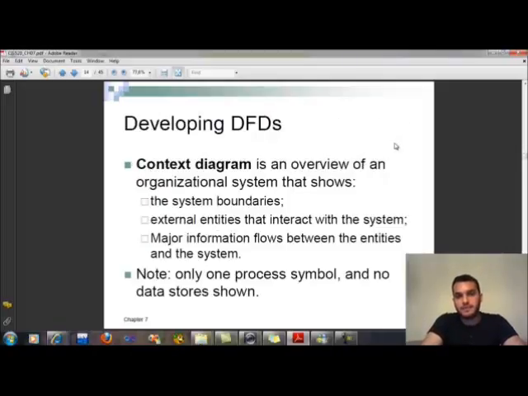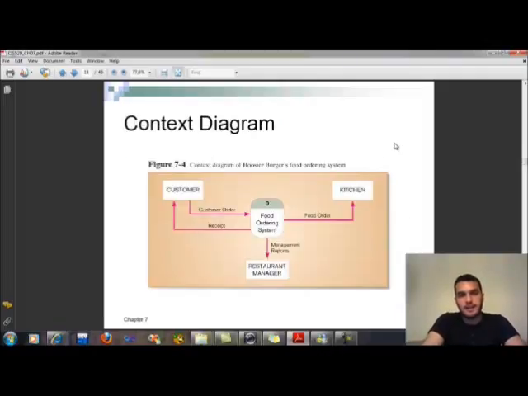And context diagram. Context diagram is an overview of an organizational system that shows the system boundaries, external entities that interact with the system, major information flows between the entities and the system. It has only one process symbol, and no data store is shown. And context diagram is here. Customer, kitchen, and restaurant manager, for example, is here.